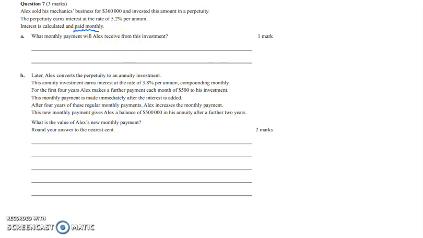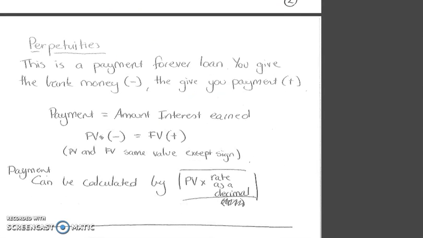So first thing you need to know is what are all the types of loans, and make sure you've got in your bound reference perpetuities, annuities, interest only, reducing balance, all the definitions of those. So a perpetuity is a payment forever loan where you give the bank money and then they give you payments back. So payments can be calculated by your starting value multiplied by the rate as a decimal.